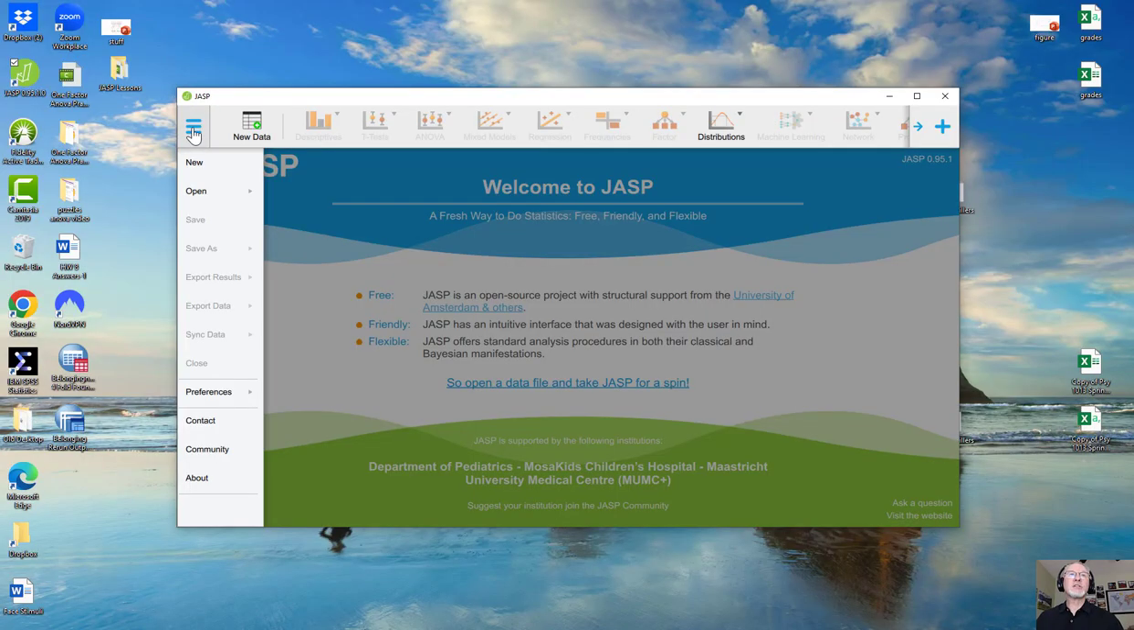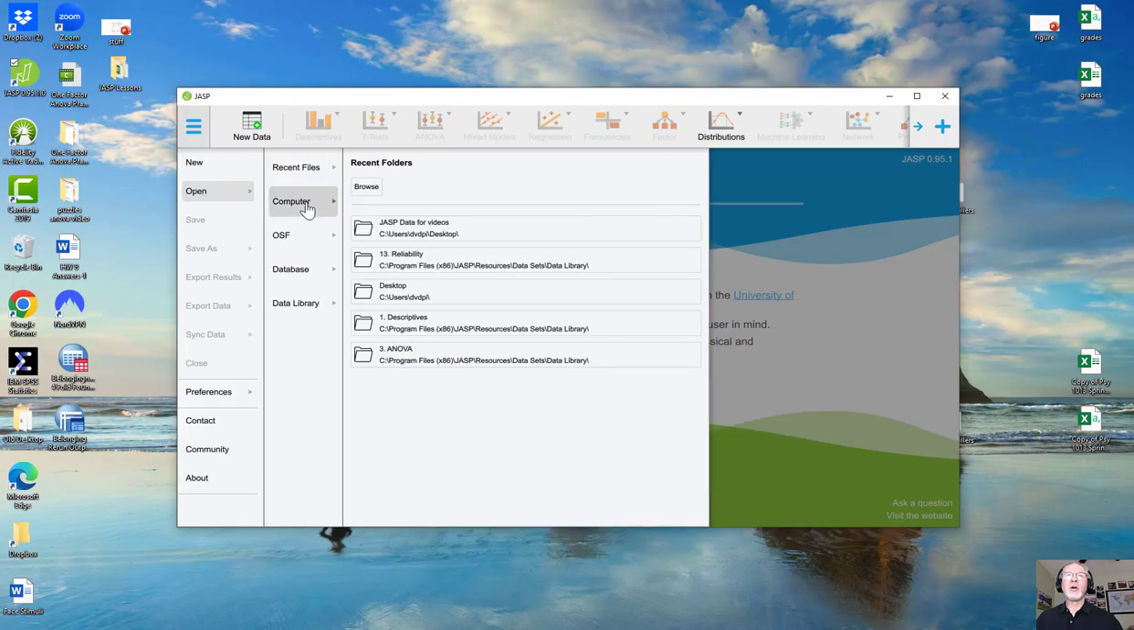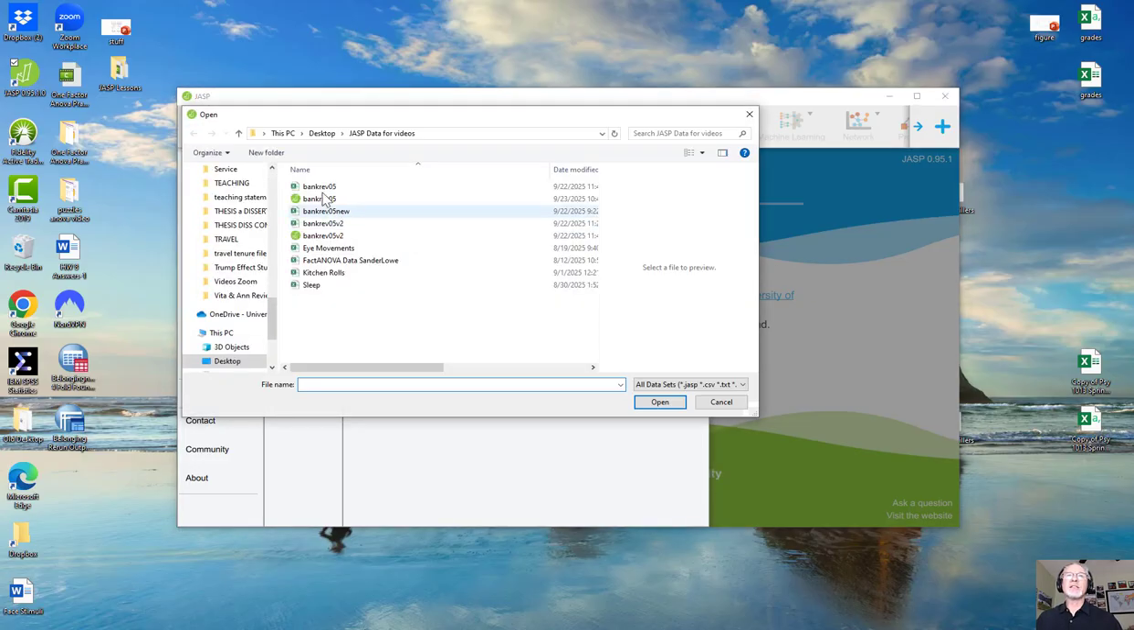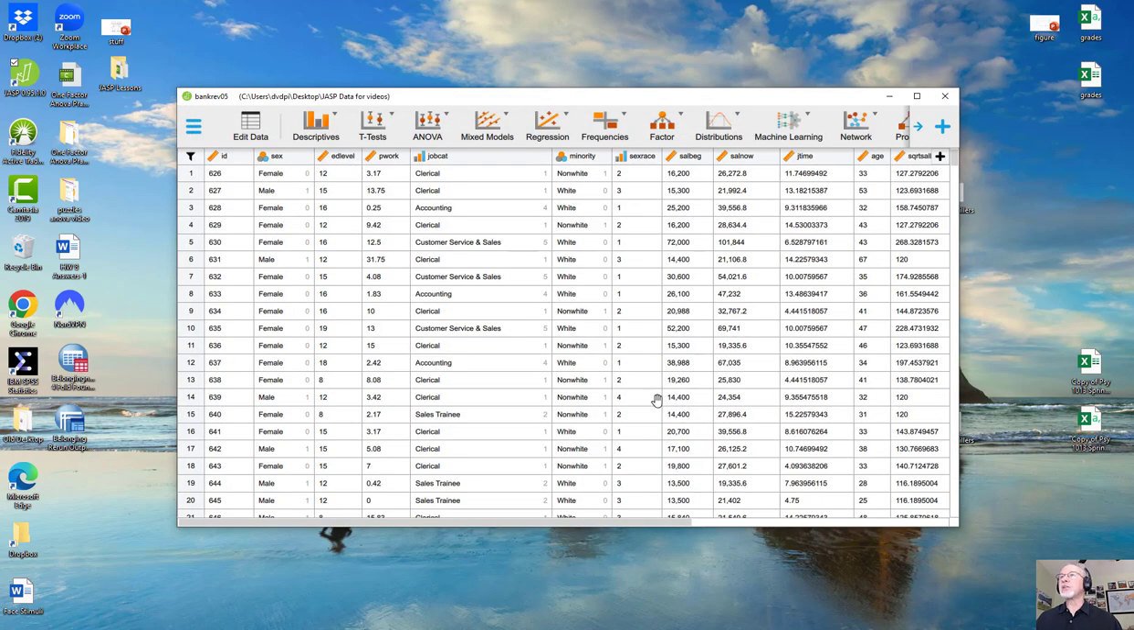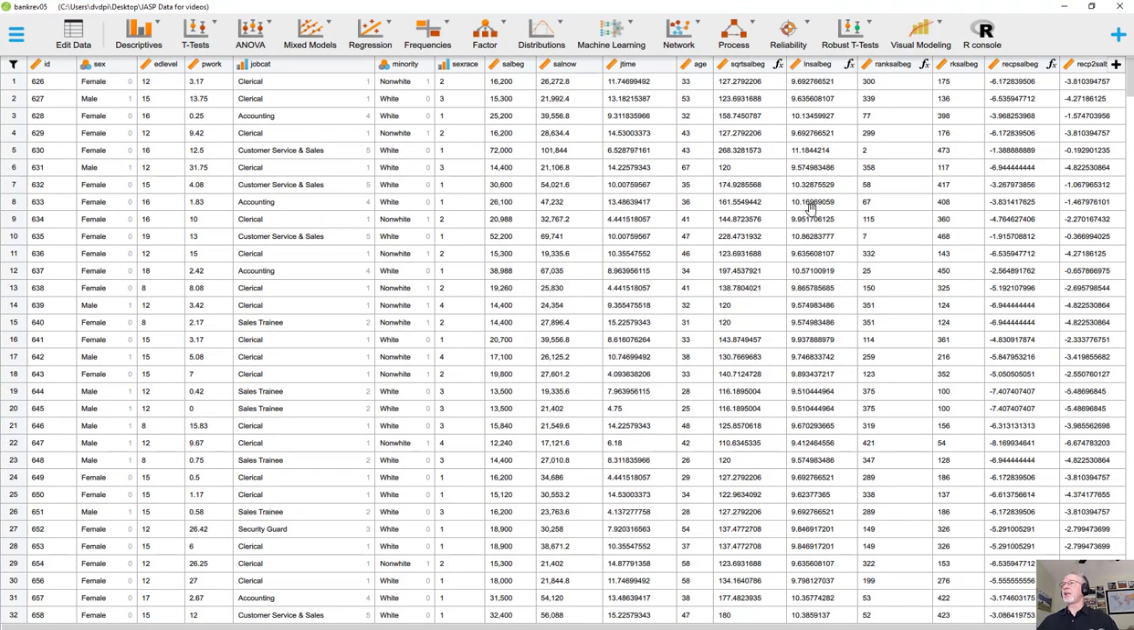So let's start by opening up our computer file. We've been working on a data set called Bank Revised 05, and I'm going to open that up. This includes changes that I've made in the last few sessions. I'm not going to do a lot of rehashing of what we did before with the ladder of powers, but we originally had a variable called salary, beginning salary.